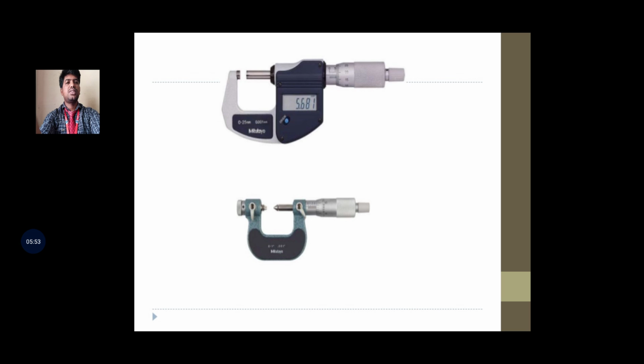This is one of the digital micrometers, used for measuring the diameter, length and thickness of the components.